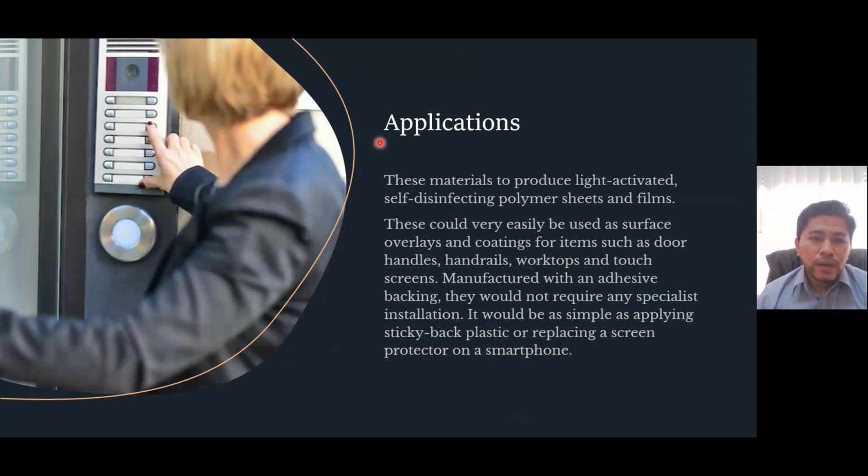And these materials can be used to produce a light activated self-disinfecting polymer sheet and film. This could very easily be used as a surface overlay and coating for items such as a door handle, handrail, worktop, and touch screen, and manufactured with an adhesive backing. They would not require any specialist installation. It would be as simple as applying a sticky back plastic or just replacing a screen protector on a smartphone.